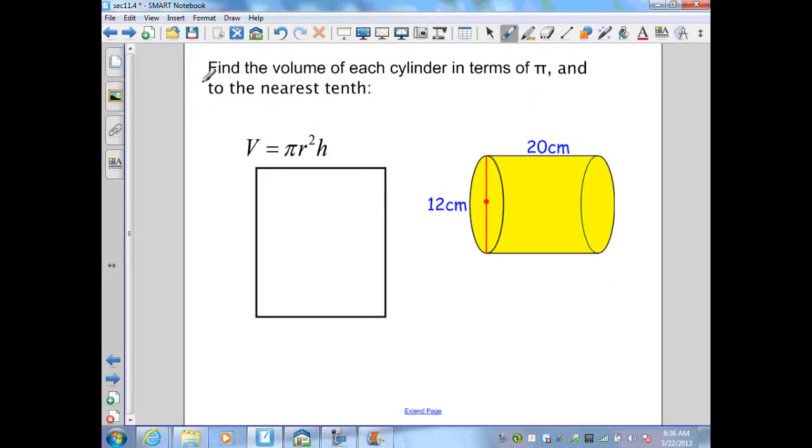On this example, they want us to find the volume of each cylinder in terms of pi and then to the nearest tenth.